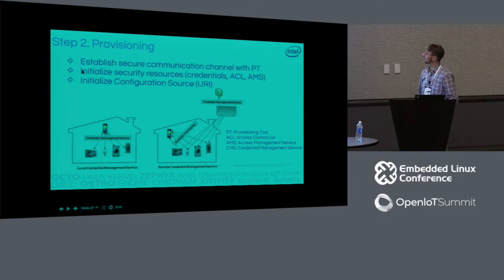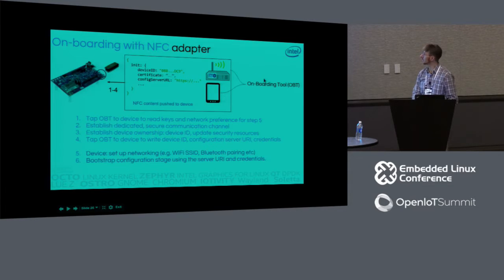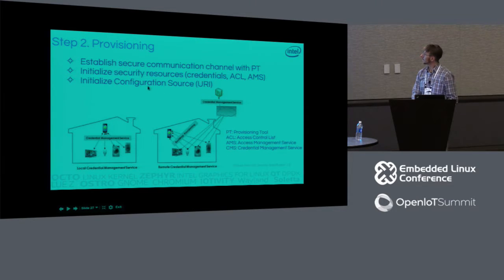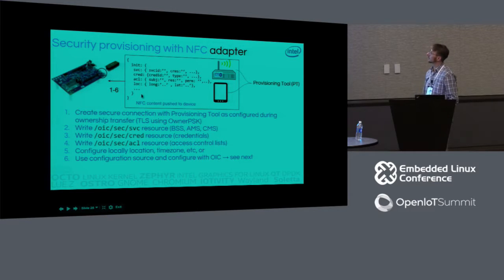So after these are done, this can be done using the normal OIC methods or by NFC. How is it done by NFC? So here are the steps that are required by the OIC specifications. Basically, we create a secure connection, and the standard says that we need the owner pre-shared key to establish TLS, and then write the security resource, the credentials and ACLs. And then we can go on with normal configuration.